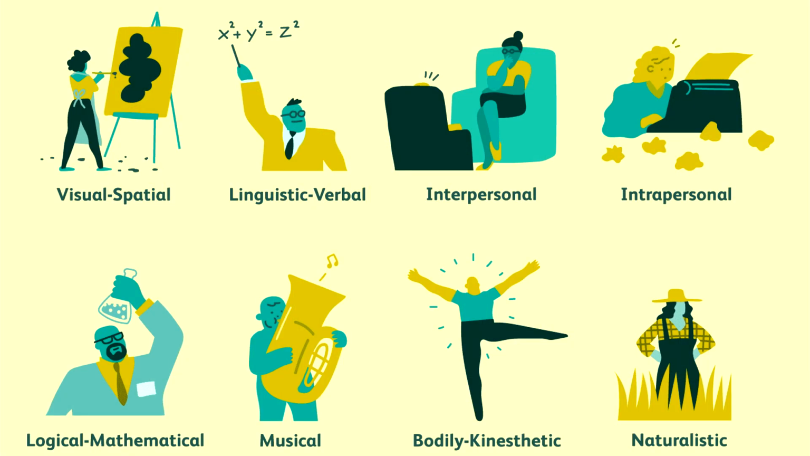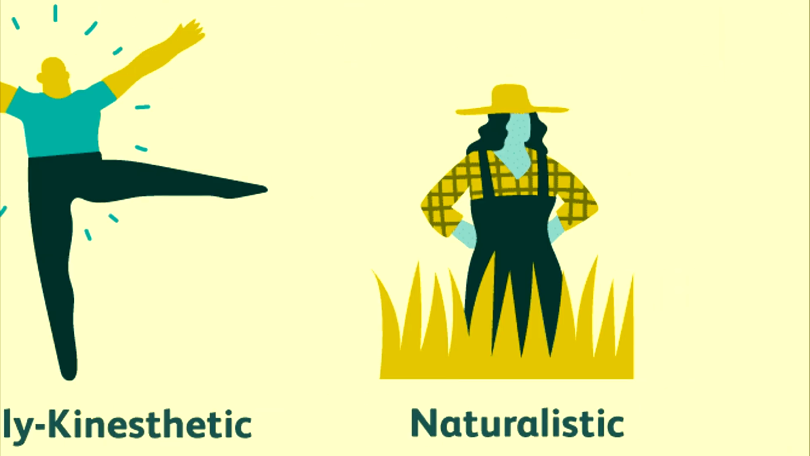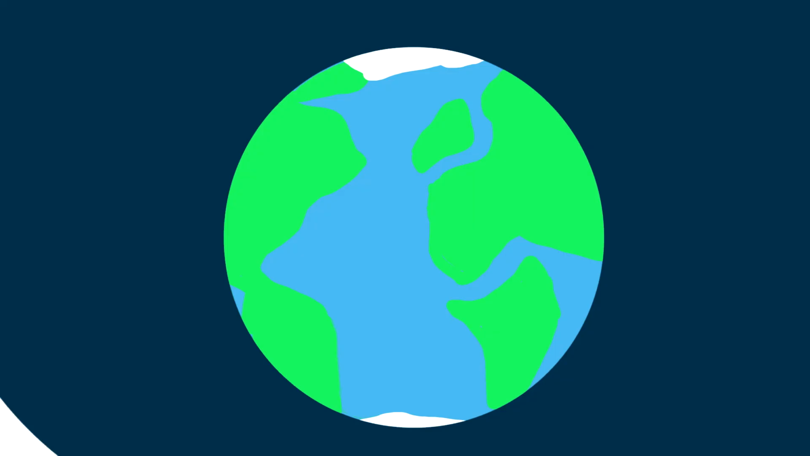So we were inspired by Howard Gardner's multiple intelligences. In the span of a school year, students will work on different skills and tasks based, for example, on musical intelligence, naturalistic intelligence, or visual spatial intelligence. And to discover the world, what better way than to take a trip around it?